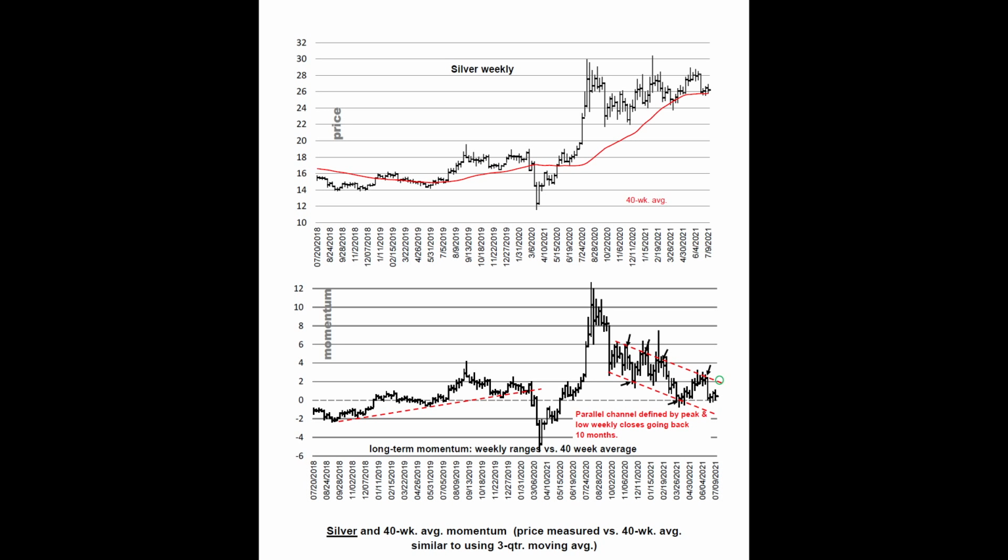And if you'll notice, you can tell by looking at the price chart of silver since last July, it's effectively sideways. Gold's been down. So even during that period, silver's continued to gain relative to gold. While gold pulled back, silver went sideways.